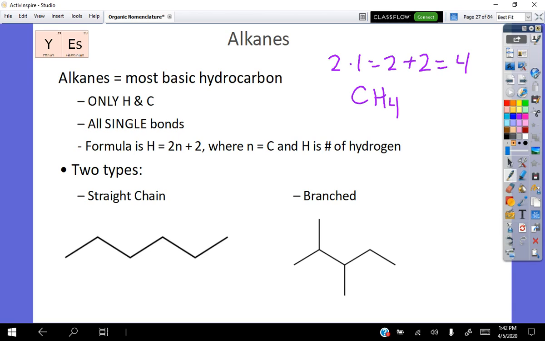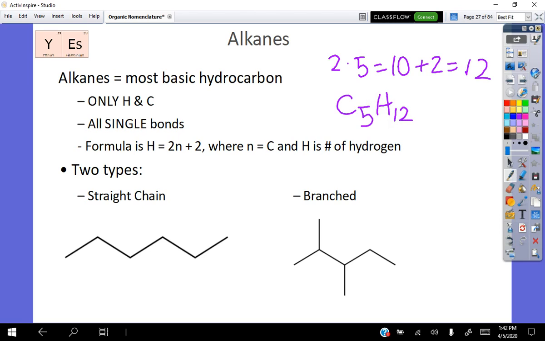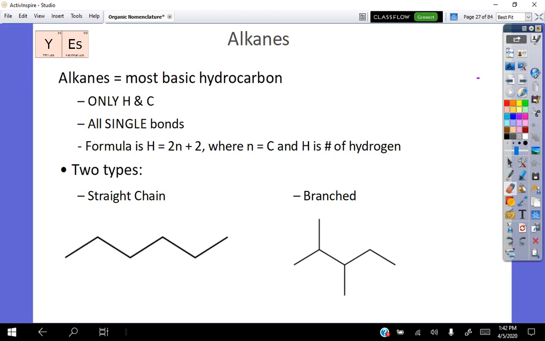If I were to repeat the process for something larger, like something with 5 carbons, 2 times 5 is 10, plus 2 is 12. So the formula for a 5-carbon alkane is C5H12. We're going to learn about the specific names that go into each of those alkanes momentarily, but that is the general way we get the molecular formula for an alkane.